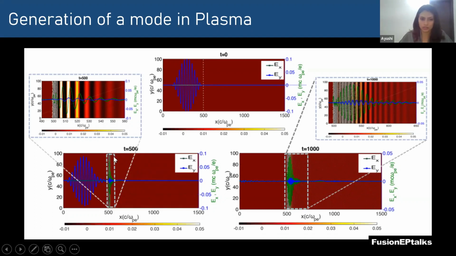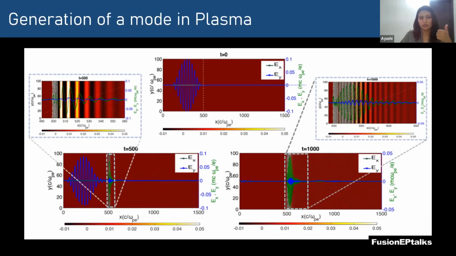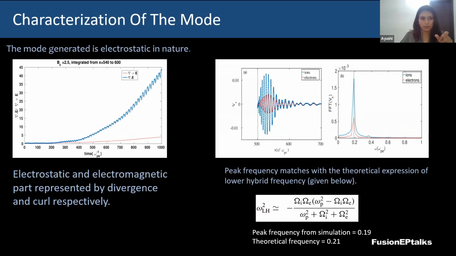It excites a certain mode in the plasma, and one can see from the zoom view that there are some charge density perturbations in the medium. At t equal to 1000, when the laser has left the simulation box, one can observe these charge density perturbations and the electric field along X, which goes very well with these charge density perturbations. So in this way, we can see that some electrostatic perturbations have been generated in the plasma medium.